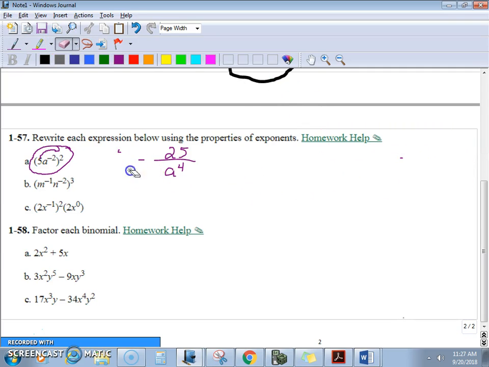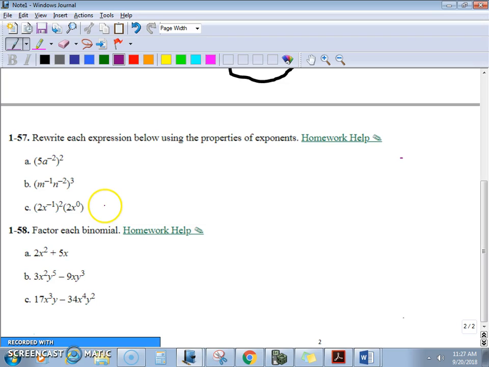B, we still have power to a power. So this time we're just going to do it twice. We have negative 1 times 3, which is going to be m to the negative 3. And then n to the negative 6, because negative 2 times 3 is negative 6. We could also rewrite this if you want only positive exponents. It doesn't say you have to, but just in case it shows up this way, we could write this as 1 over m cubed n to the 6. Those two are equivalent to each other.